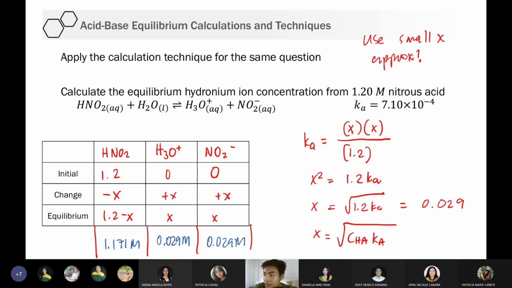Di ba, bilis? Again, kailan mo pwede gamitin yung small x approximation? If the ratio of the concentration of acid and the Ka is greater than 1,000. Okay. Pagpasok yun doon sa ganung criteria, then the x value can just be obtained by obtaining the square root of tsaka, the concentration of acid times the Ka. Ayun lang.